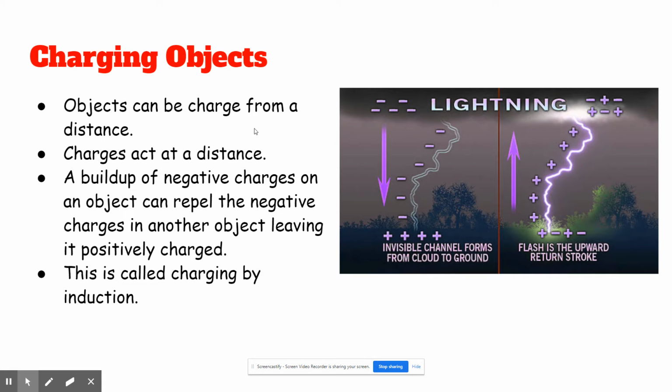Objects can be charged from a distance. Charges act at a distance. A buildup of negative charges on an object can repel the negative charges in another object, leaving it positively charged. This is called charging by induction. We saw charging by contact when you rub your shoes on the carpet. This is charging by induction. If we have a buildup of negative charges, it'll cause the negative charges in the ground to move away, and we'll have a lightning strike. Lightning can also strike upwards.